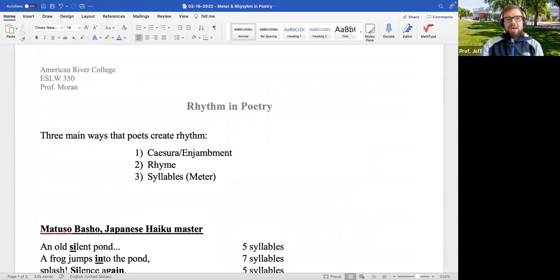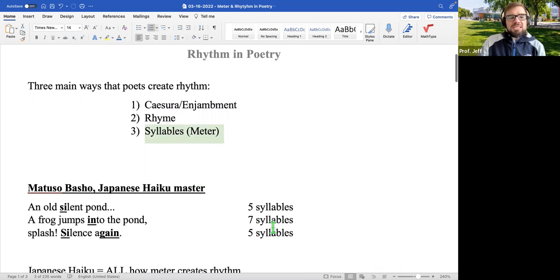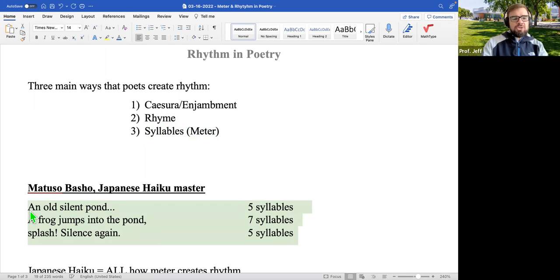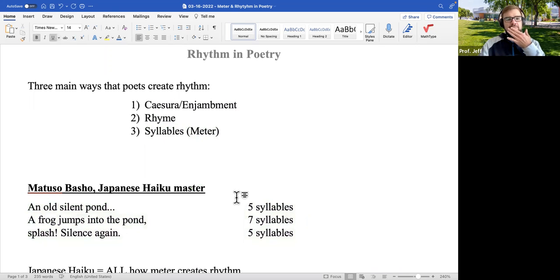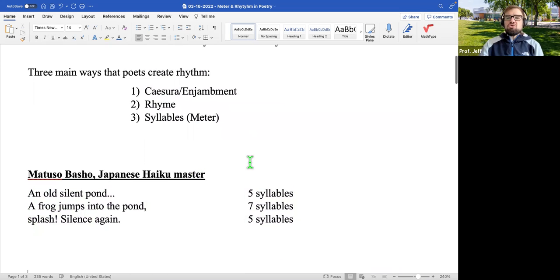Okay. So, as I say here, the three main ways that a poet can create rhythm are caesura and enjambment, which we talked about last time, rhyme, which we talked about last time and will talk about again, and syllables. And really, syllables are what I want us to focus on here as we think about meter and rhythm.